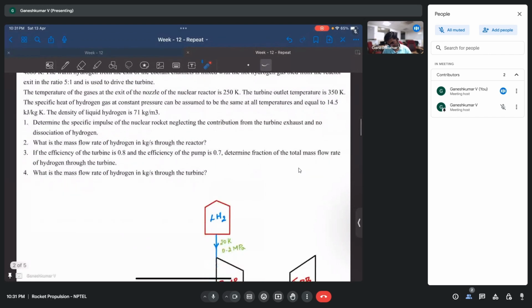Okay, and then we have certain properties of hydrogen gas. Hydrogen gas specific heat is 14.5. We were asked to assume that it is the same at all temperatures. So whatever temperature we are going to encounter, we are going to use Cp to be the same, 14.5 kilojoules per kg Kelvin. Okay, and the density of liquid hydrogen is also given, which is 71 kg per meter cube.